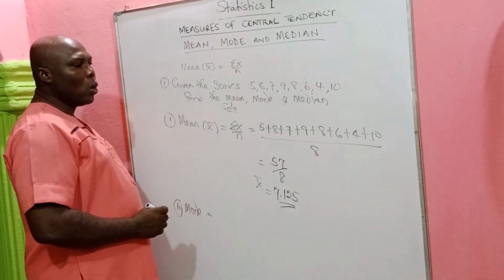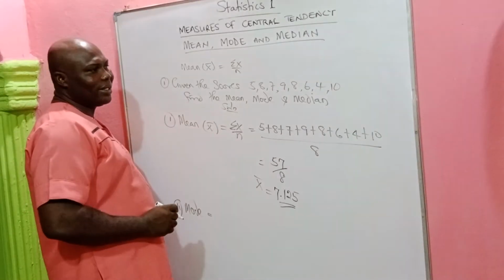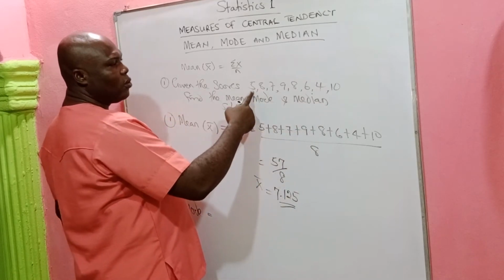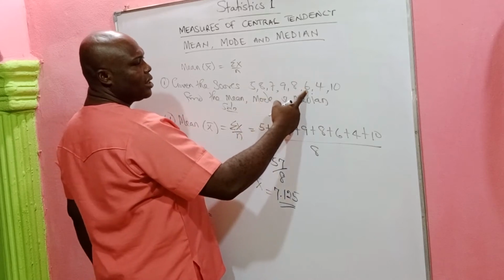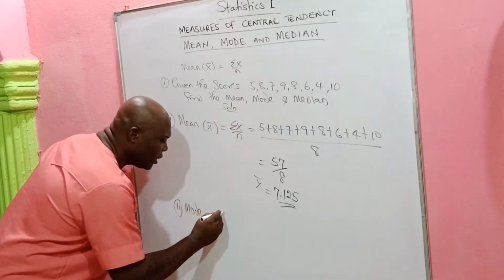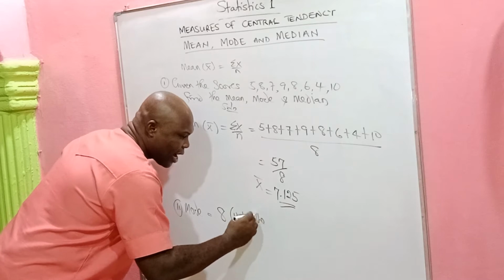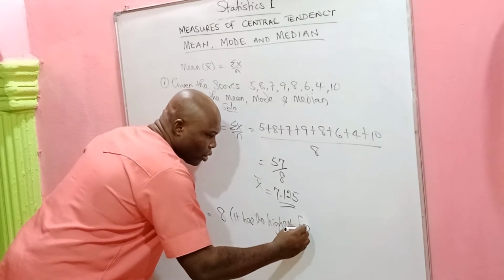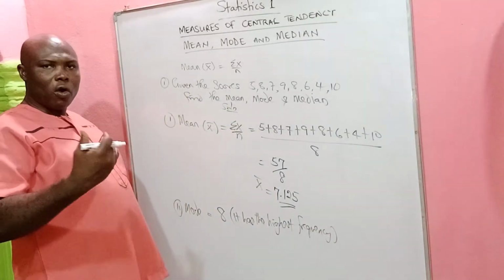We need the mode. So our mode is the observation that has the highest frequency. If you look at all these numbers given, you realize that every number appeared once. 5 appeared once, 7 appeared once, 9 appeared once, 6, 4, 10 appeared once, except 8. It therefore means that the mode is 8 because it has the highest frequency. It has the highest number of occurrences.